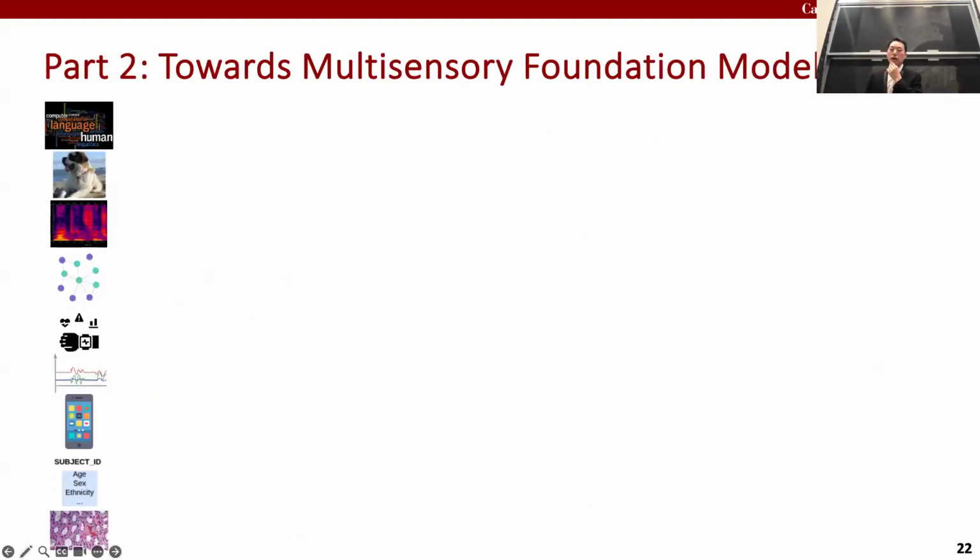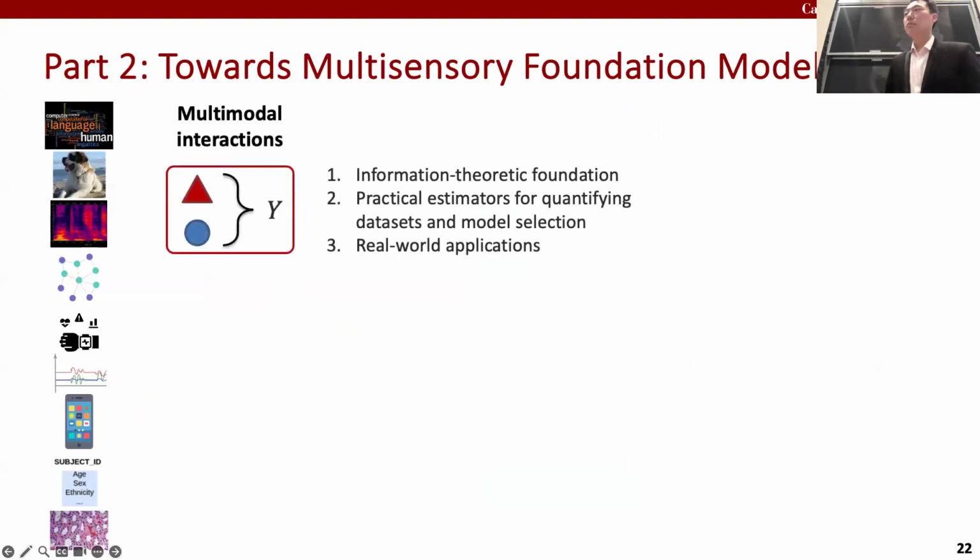And to summarize the first part of our talk, we looked in depth at this problem of multimodal interactions. So there are two modalities and a task they're trying to predict. This is a core building block for almost any multimodal problem. We looked in depth at understanding the information these two modalities can provide, how to estimate this information, and how to use that to choose the right methods in practice.